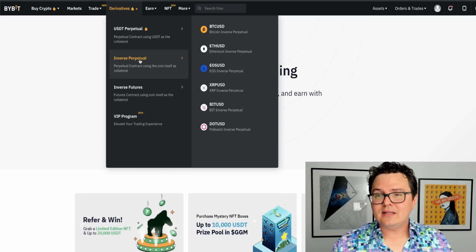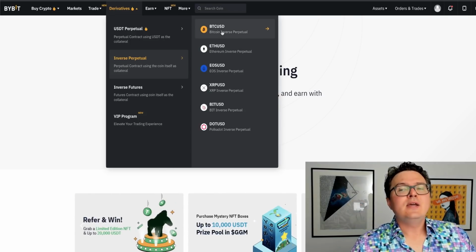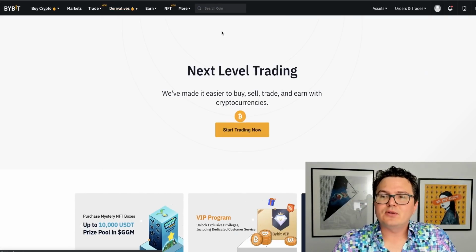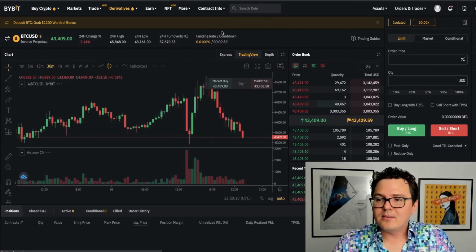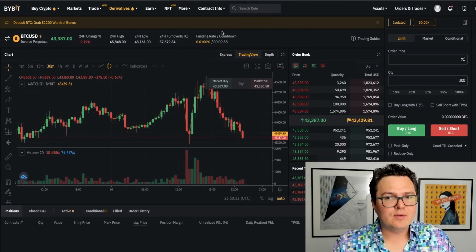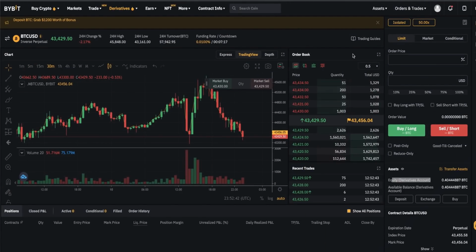So let's go ahead and click on BTC USD, which is the most popular trading option here on Bybit, and just explore how this works. Okay, now I'm gonna get myself off the screen here so you can see all the little details on the trading page. There's lots of details we have to make sure that you can see very clearly.